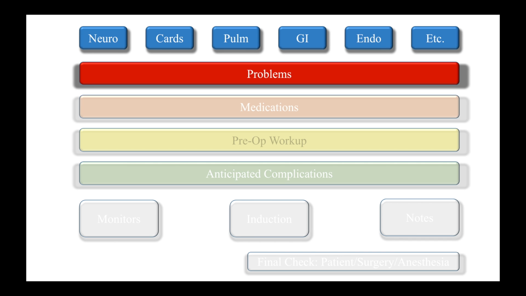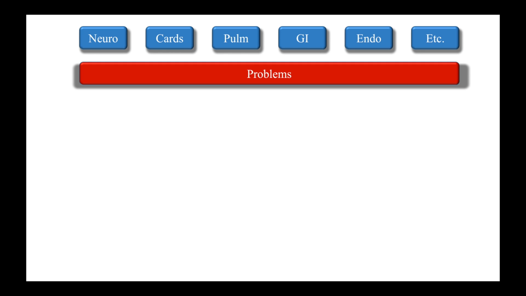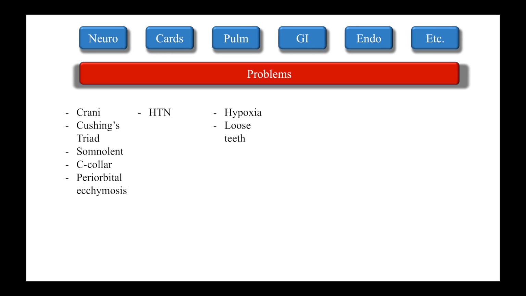Now we will focus on her problems. In the neuro system, she's scheduled for an emergent cranie. She has Cushing's triad. She's somnolent, she has a C-collar on, and she has periorbital ecchymosis. For the cardiac system, she is very severely hypertensive. For the pulmonary system, she is hypoxic, requiring significant FiO2. She has loose teeth. The GI system, she's full stomach. She has no real endocrinological issues known at this time. And then for pregnancy, she's pregnant and she has preeclampsia.